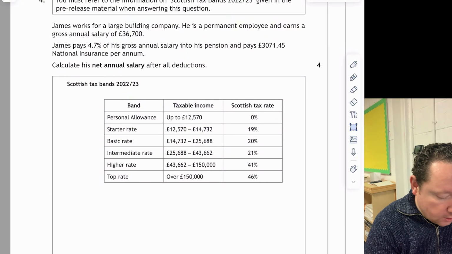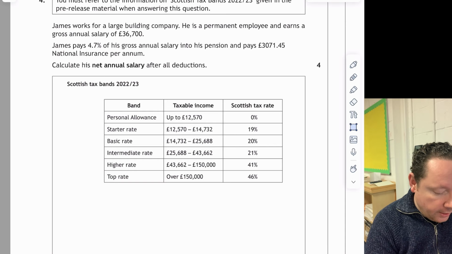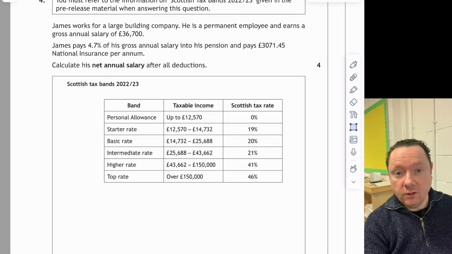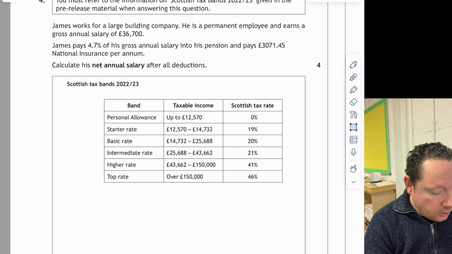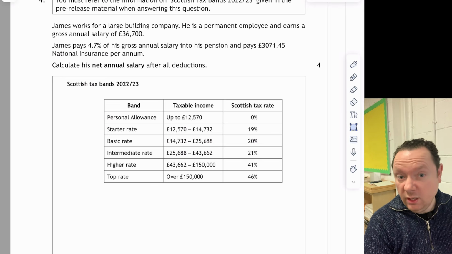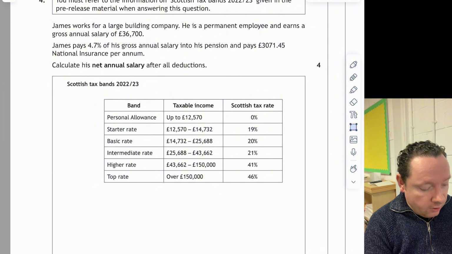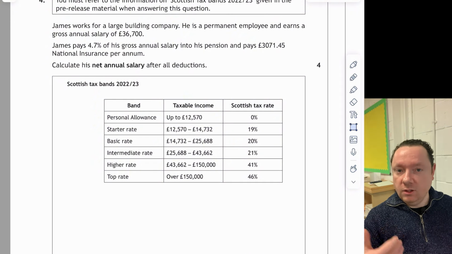Now it says James works in a large building company as a permanent employee and he has a gross annual salary of £36,700. James pays 4.7% of his salary into his pension, and then he pays £3,071.45 national insurance. So we don't need to work out his national insurance, it's given to us. Calculate his net annual salary. Net is after you take everything off.